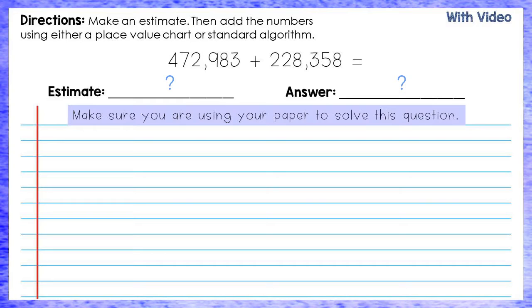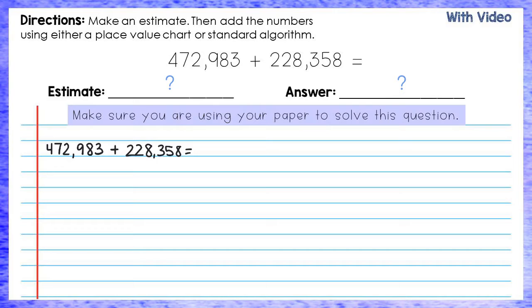I will be using both a place value chart and standard algorithm. You may choose which one you want to do, or you could do both like me for some extra practice. You do need a piece of paper in front of you in order to do all of the problems today. So what we're going to do on our piece of paper is copy down this problem. When we estimate, we want to round.